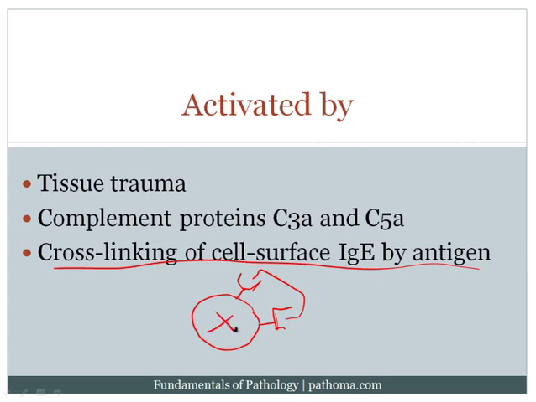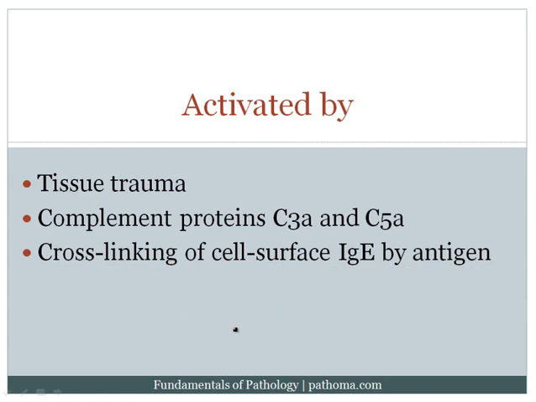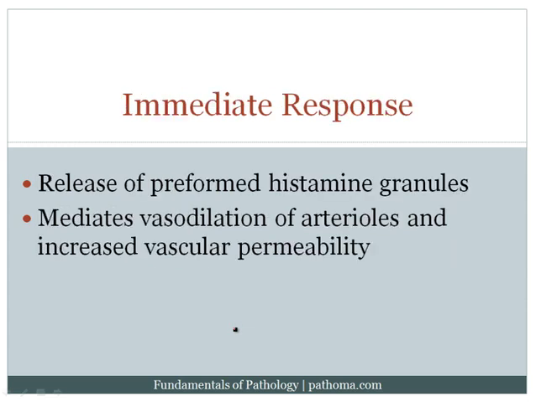So it's important to remember that there are 3 ways by which the mast cell is activated. Number 1, tissue trauma. Number 2, complement proteins C3a and C5a. And number 3, cross-linking of cell surface IgE by antigen. Now, once the mast cell gets activated, it undergoes an immediate response, and the immediate response results in the dumping of preformed histamine granules.